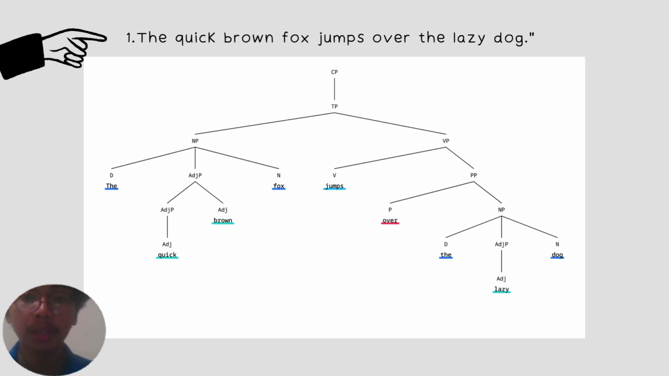The verb phrase is divided into 2: verb, it's jumps, and prepositional phrase. The prepositional phrase is divided into 2 again: the preposition over and the noun phrase. The noun phrase is divided into 3: determiner the, adjective phrase which becomes adjective lazy, and the noun dog.